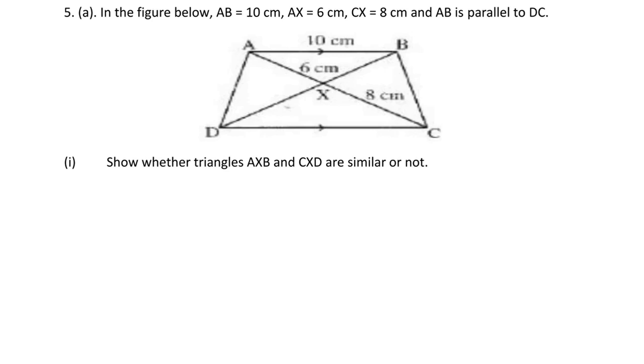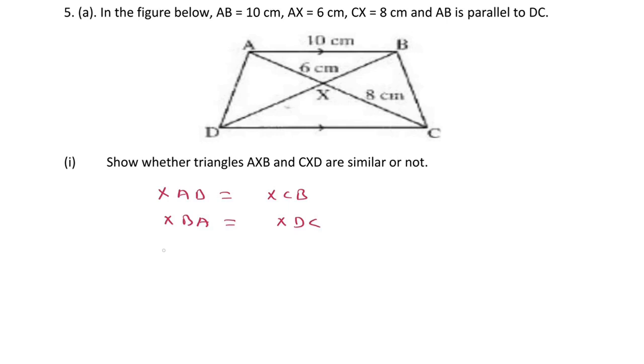Okay, so for this one, we are going to use different theorems to show whether triangle AXB and CXD are similar or not. So from the figure, we can say that angle XAB equals angle XCD because they are alternate interior angles since line AB and line DC are parallel. And also, we can say that angle XBA equals angle XDC because they are alternate interior angles since line AB and DC are parallel.